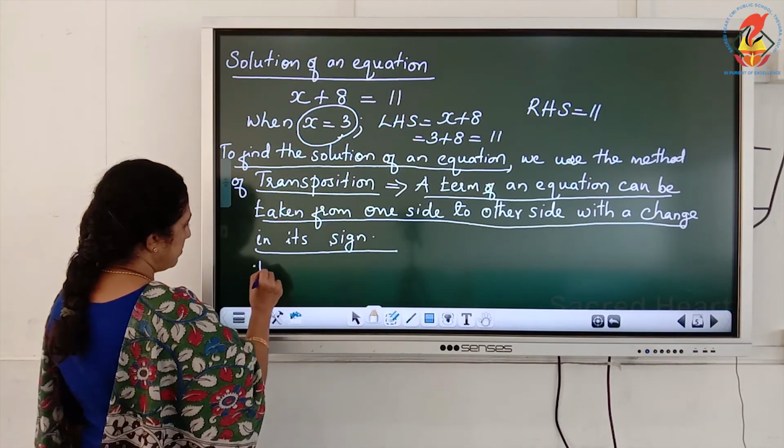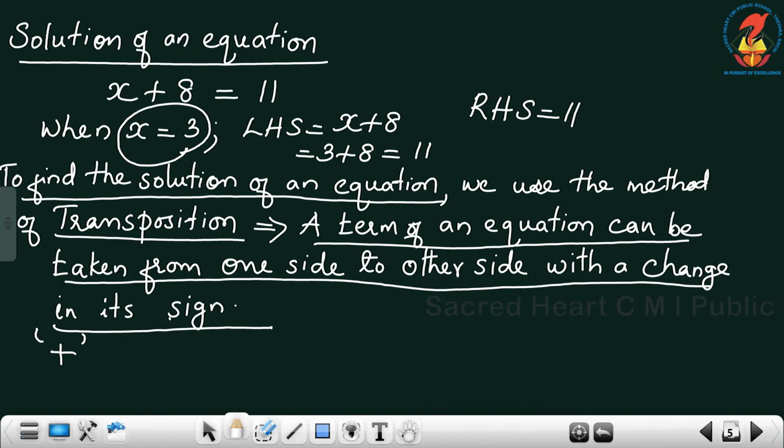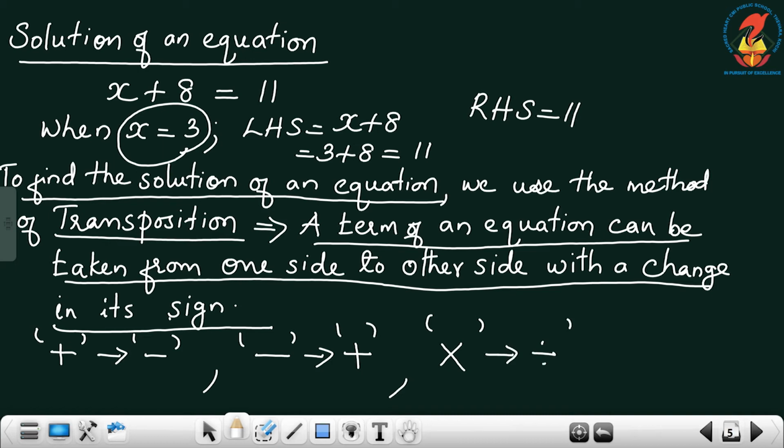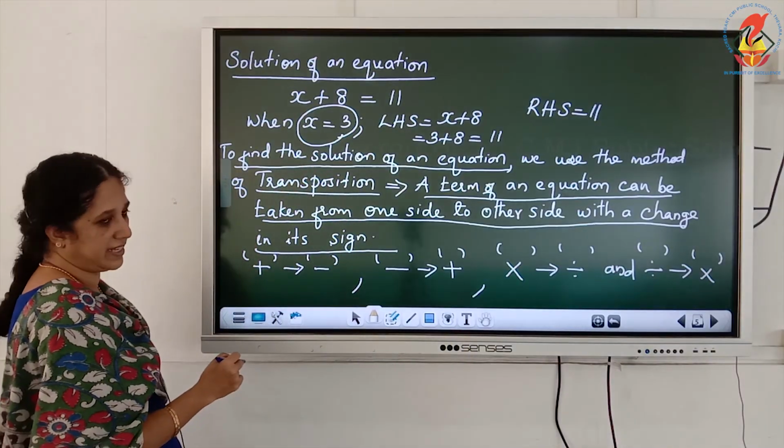So if the term is added on the left hand side, when it goes to the right hand side, it will be subtracted. So addition becomes subtraction, and if a term is subtracted on the left hand side, when it moves to the right hand side, we have to add the term. So subtraction becomes addition. Then multiplication will be changed into division, and division will be changed to multiplication. So there is a change in its sign.